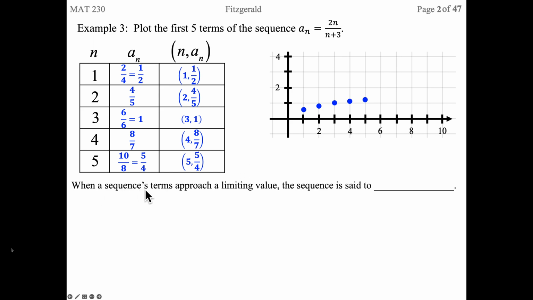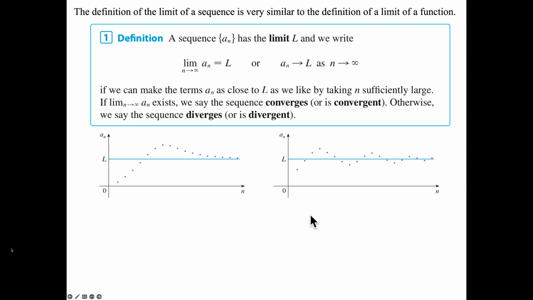So when a sequence's terms approach a limiting value, that means as my dots begin to flatten out, the sequence is said to converge. If you remember back in Calc 1, we talked about limits. The limit as n approaches infinity of a sub n is equal to some limit value. The definition of a limit of a sequence is very similar to the definition of a limit of a function. In fact, it's almost identical. What's missing is the fact that these points are not connected by a curve.